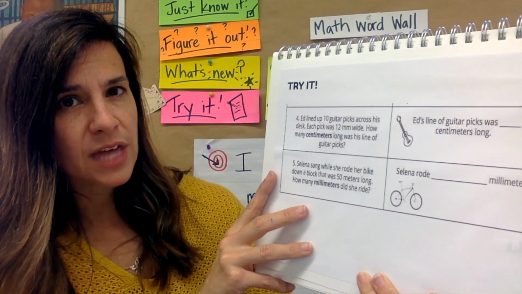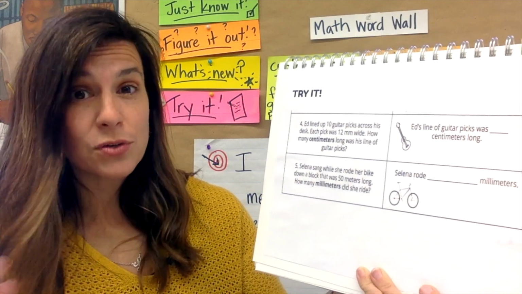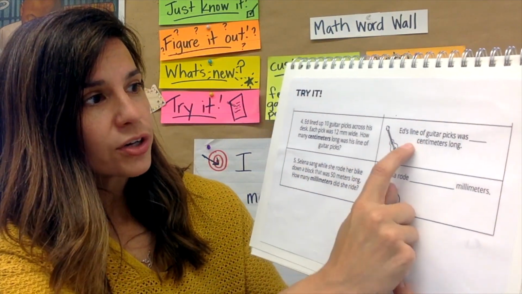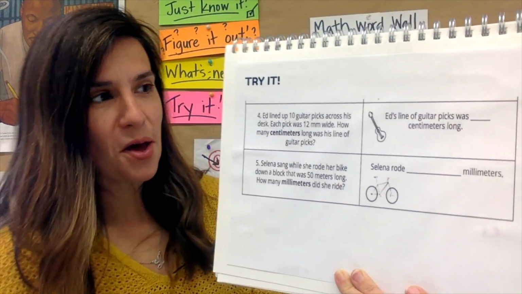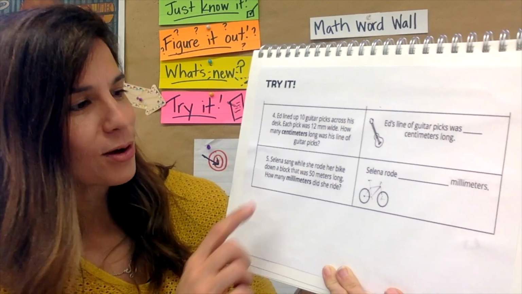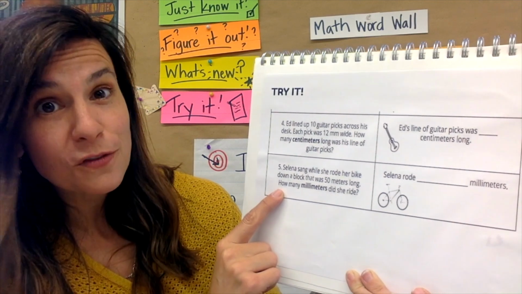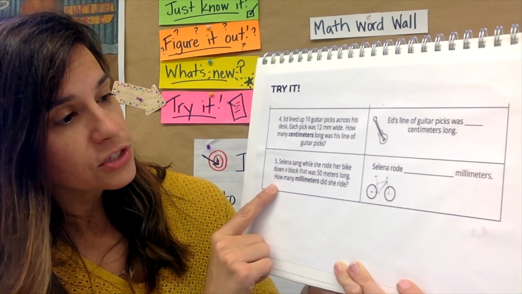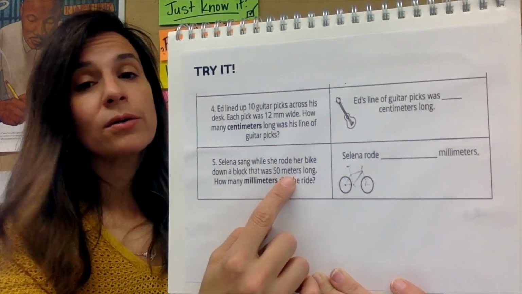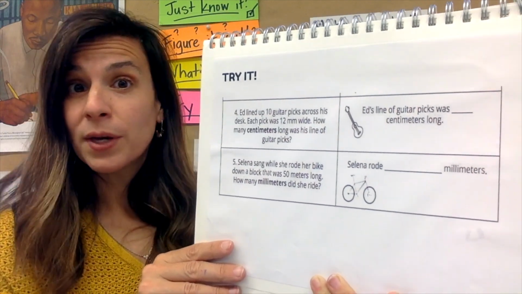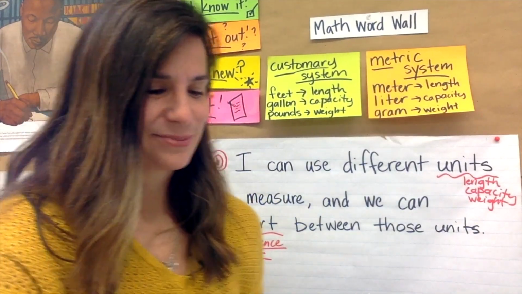So think about how you could use that tape diagram or other type of math model to help you solve and envision this. And then you're going to put it into centimeters. Pause this if you can, if you want to jot down the most important information from this problem. Or you could do Selena. Selena sang while she rode her bike down a block that was 50 meters long. How many millimeters did she ride? And you are going to take it from meters to millimeters. So you'll want to remember that conversion chart we did earlier, or you can make your own to refer to as you're solving these problems. Really proud of the work you did today.